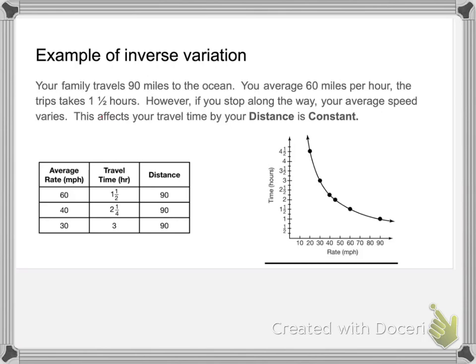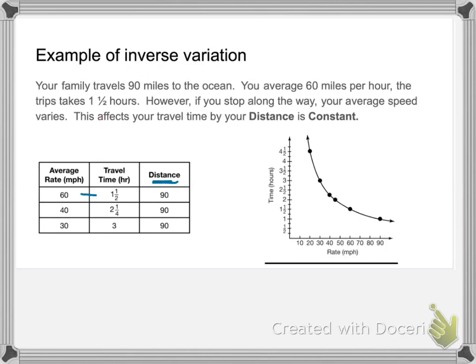So let's say you live 90 miles from the beach and your family travels 90 miles to the ocean. If you average 60 miles per hour, the trip will take you 1.5 hours, right? However, if you stop along the way, your average speed varies. So this affects your travel time. But what is my constant, my distance? It hasn't changed. I still live 90 miles from the beach, right?